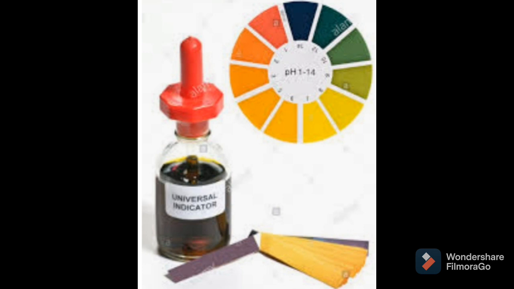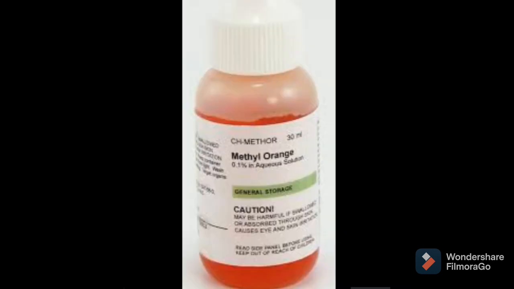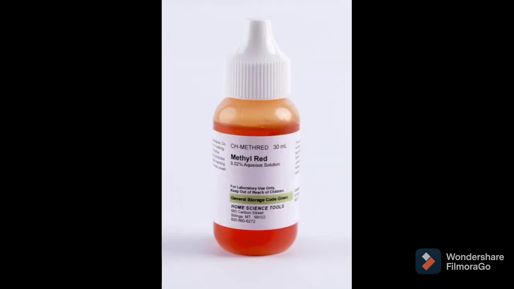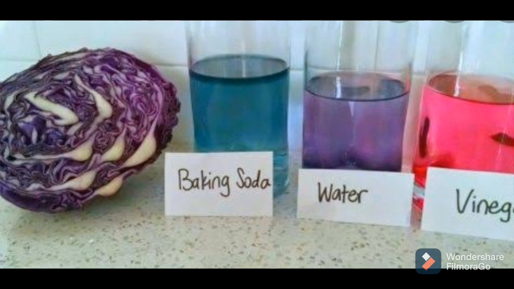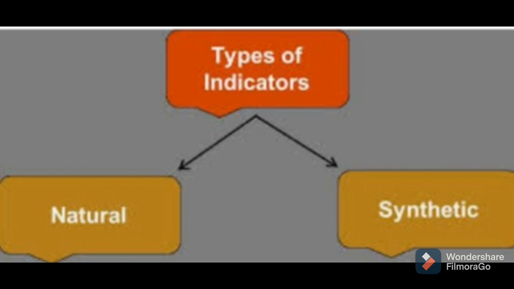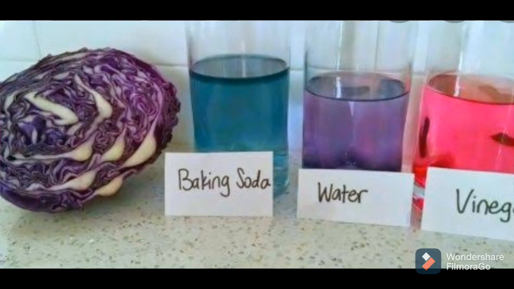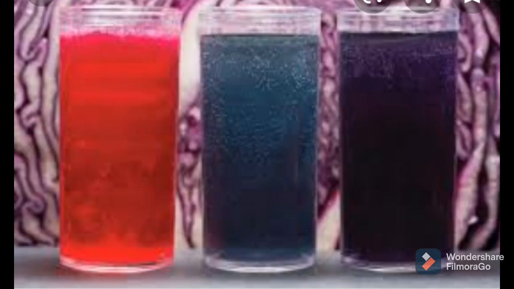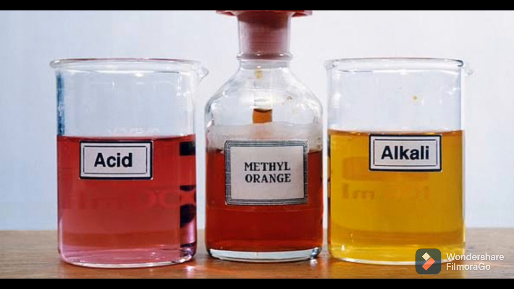Today we have discussed methyl orange, methyl red, red cabbage and grape juice. Okay, I hope you got all points related to these two types of indicators. The two types of indicators are natural indicator and synthetic indicator. Today we have studied two natural indicators, red cabbage and grape juice, and also two synthetic indicators, methyl orange and methyl red.